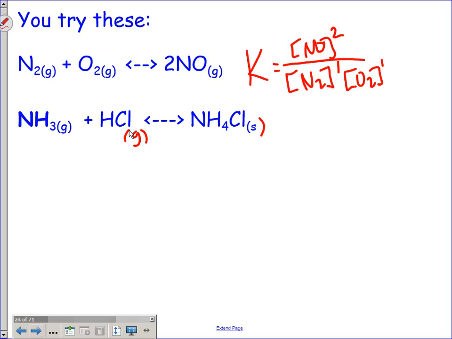Beautiful. Okay, so we took our coefficients, we made them exponents, they were all gaseous, so they were fine to go in there. And those brackets mean concentration again. What concentration do we usually express things in? Molarity, right? So we're good to go.